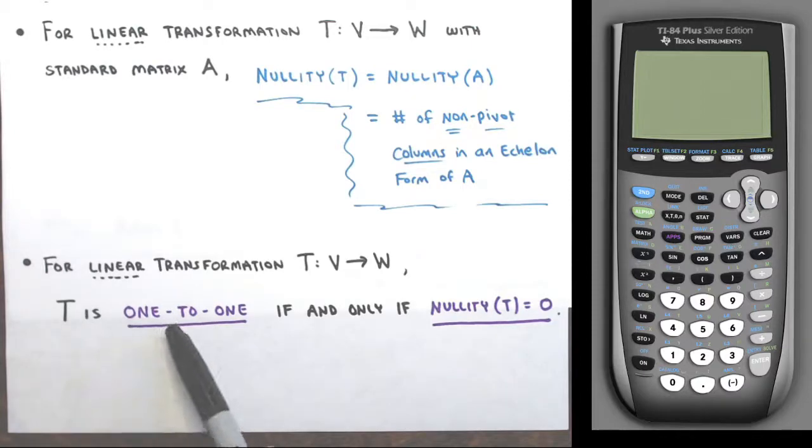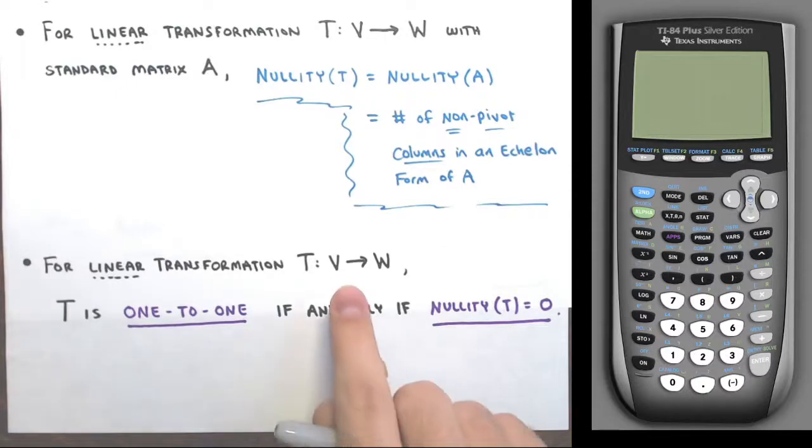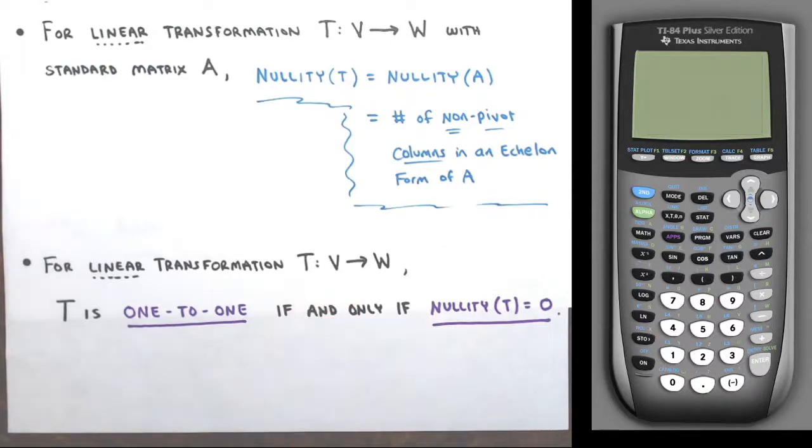And what it meant to be 1-to-1 was that if you took any two different inputs, they will map to two different outputs. You're never going to have two different inputs mapping to the same output in a one-to-one transformation. That will not happen. So every pair of different inputs will map to different outputs in a one-to-one transformation.